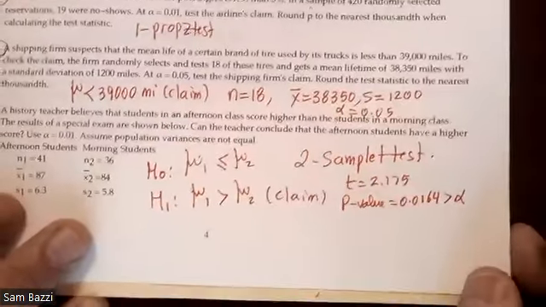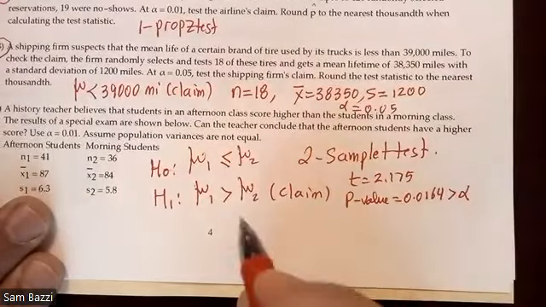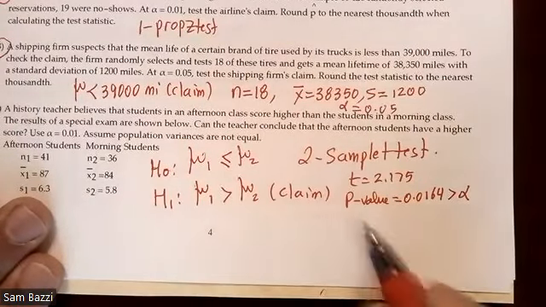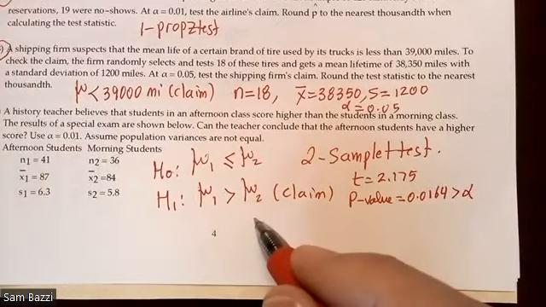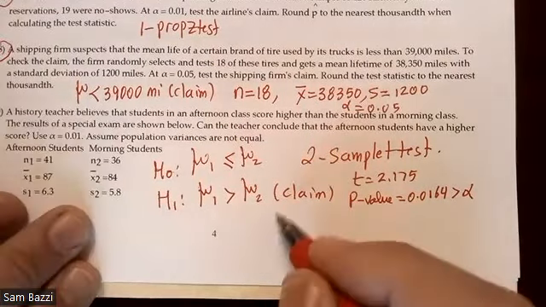And what would be the decision, guys, if the p-value is bigger than alpha? Reject H0 or fail to reject H0? Yes? Fail to reject. I agree.